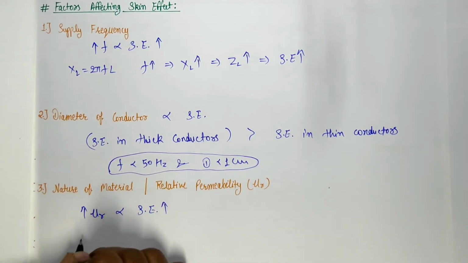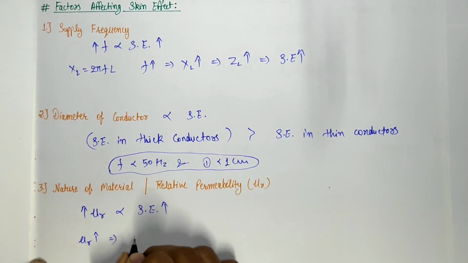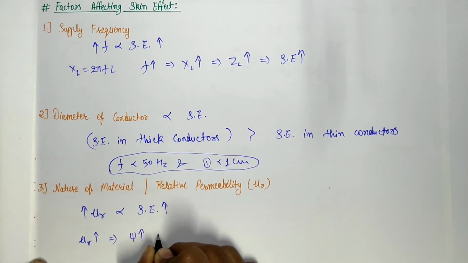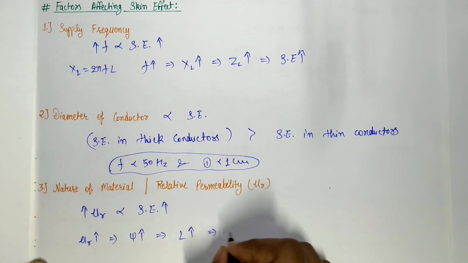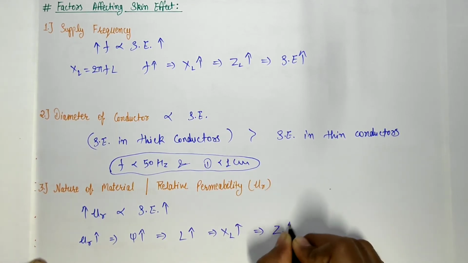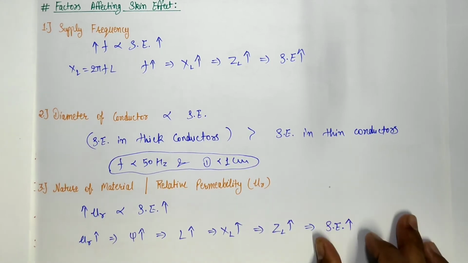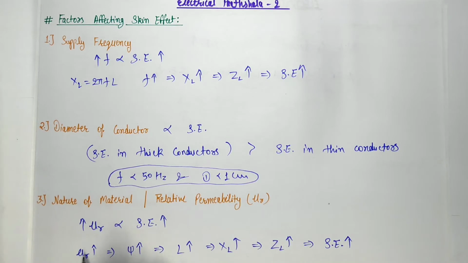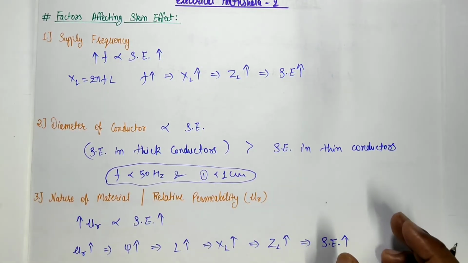Why? Because if relative permeability is high, it means that flux linkage will also be high, therefore inductance will be high, which will result in increased inductive reactance. It means that ZL will also be high, and finally skin effect will also be high. So if the relative permeability of a conductor is higher, then skin effect in that conductor will also be higher.